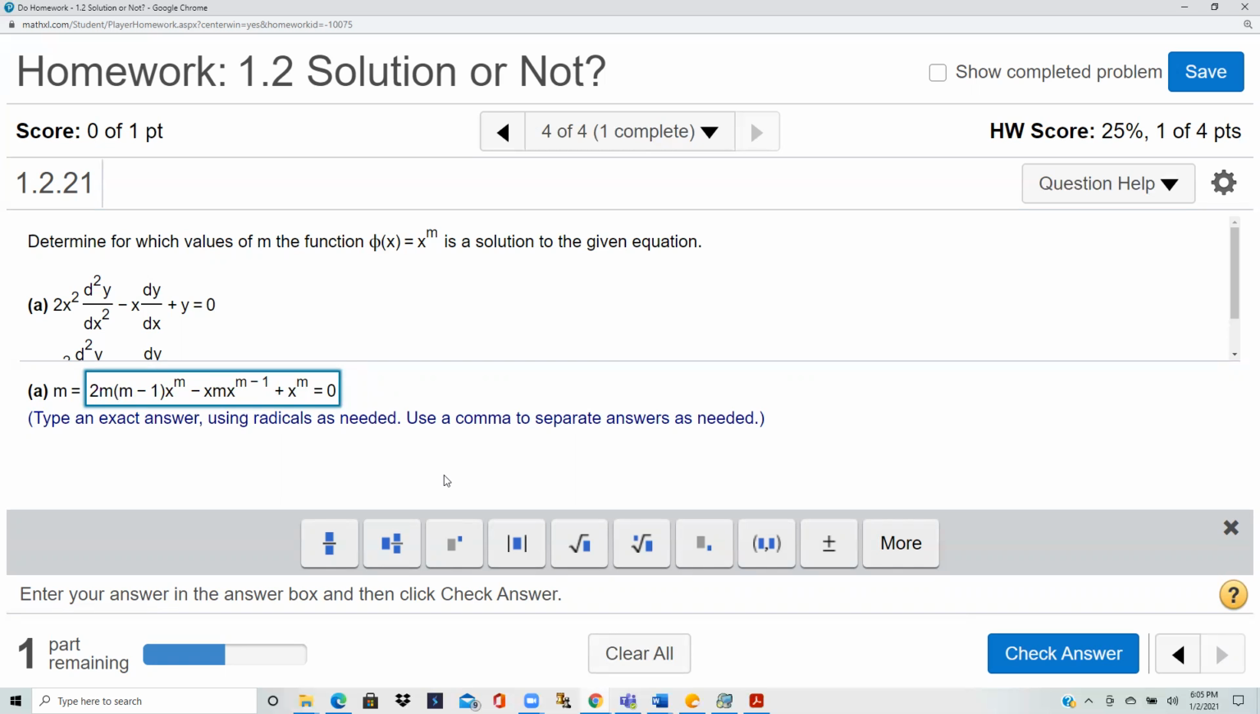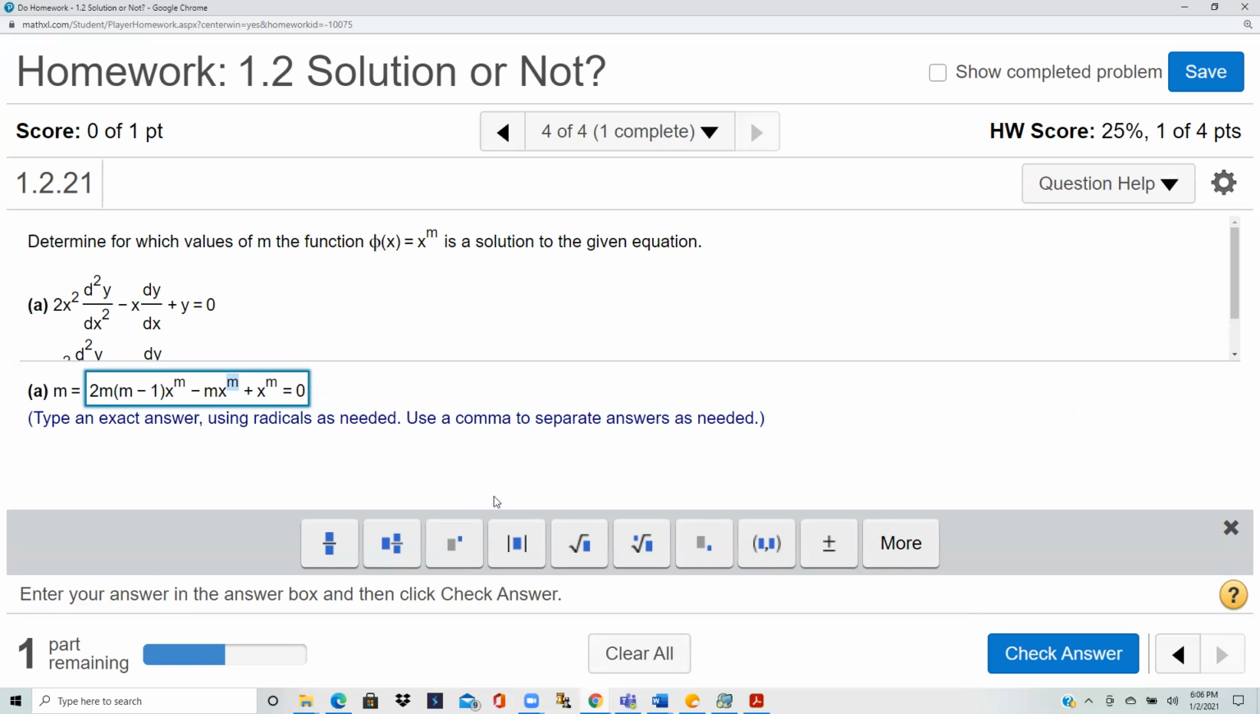Okay, so we have 2m times m minus 1 times x to the m, and then we have minus x times m. So this is x to the power 1, and this is x to the power m minus 1. So here again, when the 1 gets added to the m minus 1, you just get an m. So this x goes away. And this becomes an m when we simplify. And here I already have an m. So now all these terms have an x to the power m.